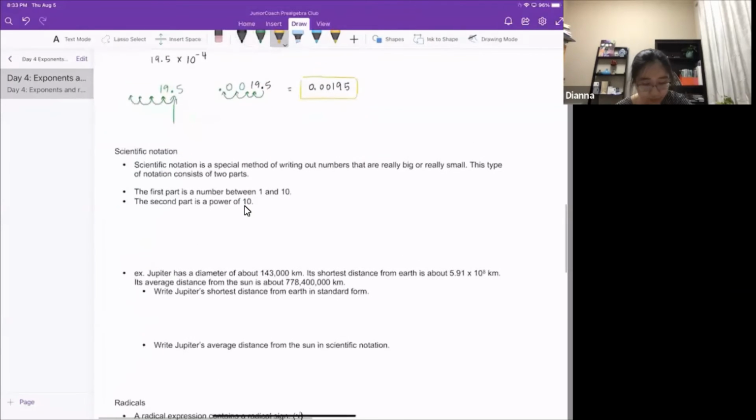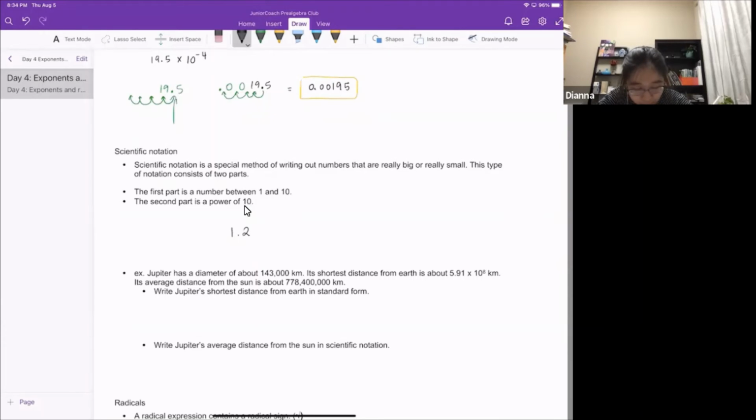So now I'm going to introduce scientific notation. Scientific notation is a better way of writing out really big numbers. There are 2 parts to this. The first part is going to be a number between 1 and 10. So let's say I pick 5. Or it could be 9.999. It could be any number between 1 and 10. So maybe I choose 1.2.